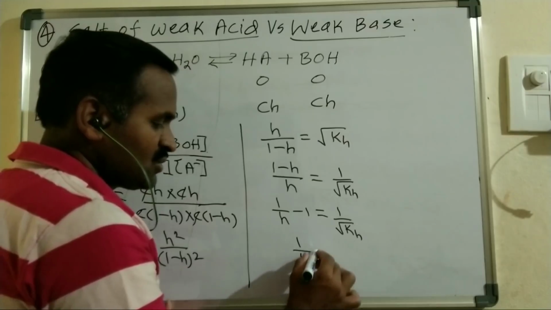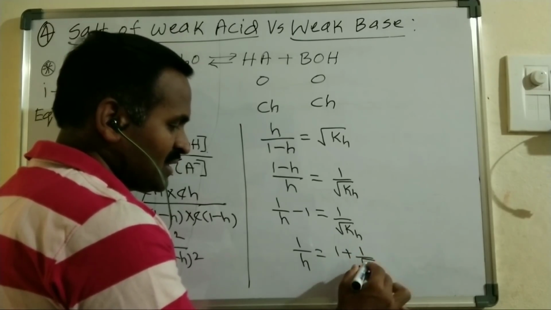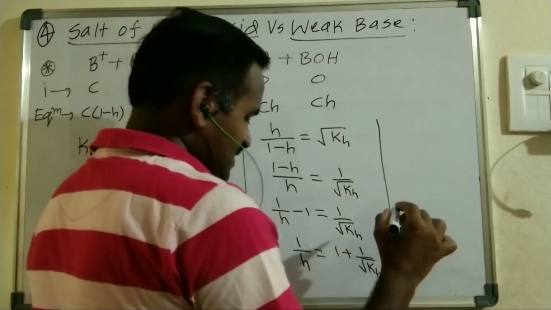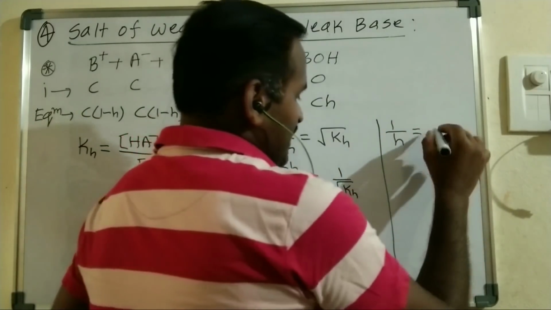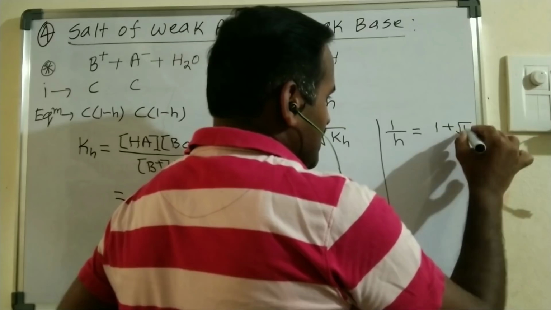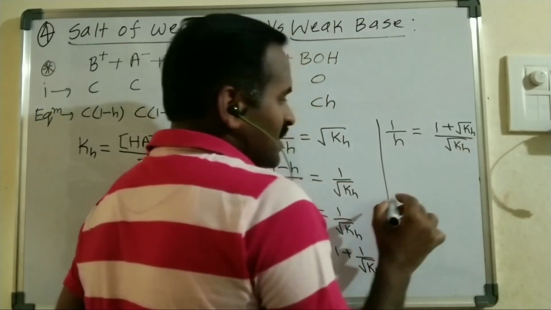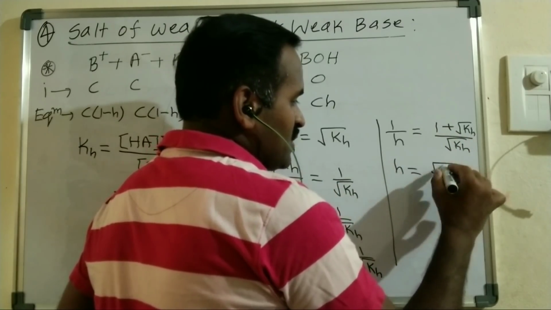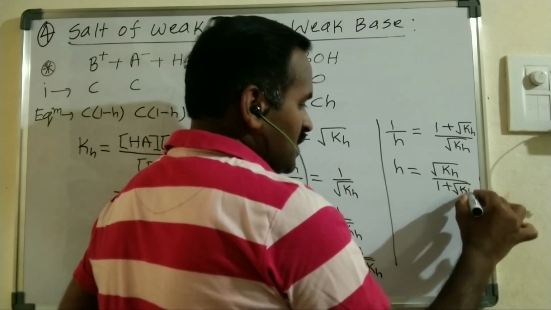So 1 by h is equal to 1 plus 1 by the square root of Kh. If I extend this further, 1 by h equals, taking the LCM, 1 plus the square root of Kh divided by the square root of Kh. So h is equal to, reversing this again, the square root of Kh divided by (1 plus the square root of Kh).